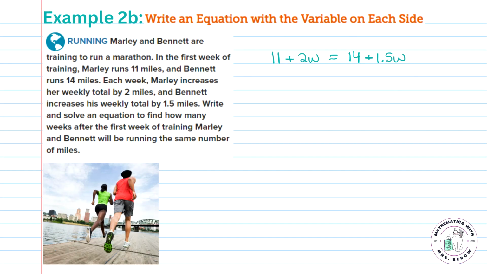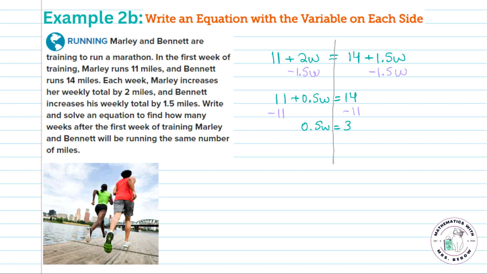So I'm going to start off by getting rid of the 1.5W, just because then I won't end up in the negatives. And so I'm going to subtract the 1.5W from both sides of my equation. If it helps, you could draw that line just to make sure you really are doing the same thing to both sides of the equal sign. We're going to have 11 plus a half W equals 14. And then we'll subtract 11 from both sides. Now that we have what looks like a two-step equation, we're going to have a half W equals 3.